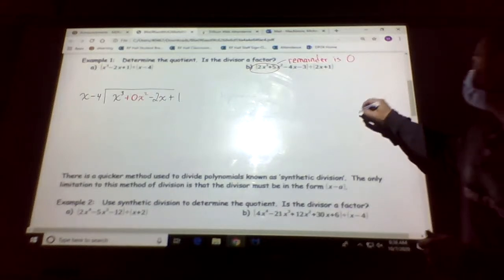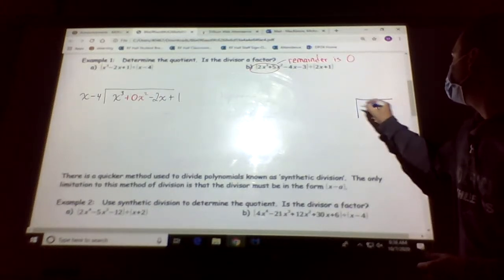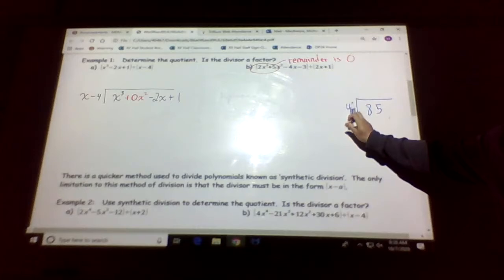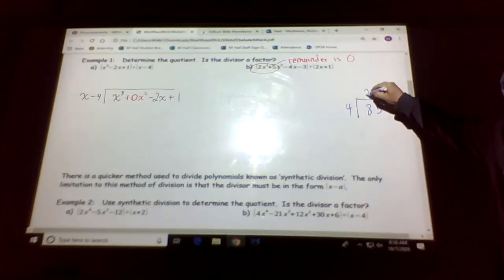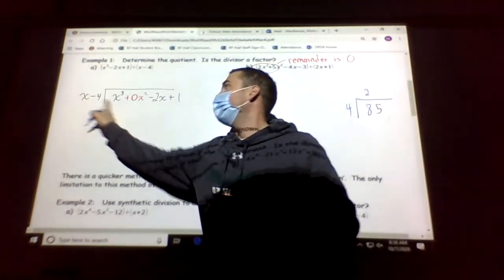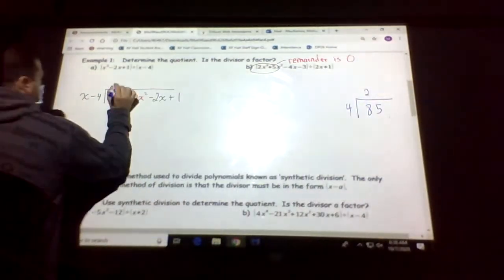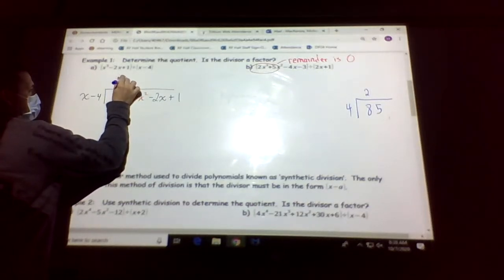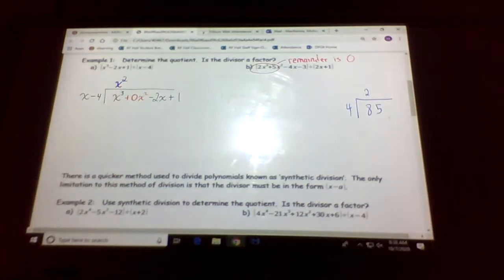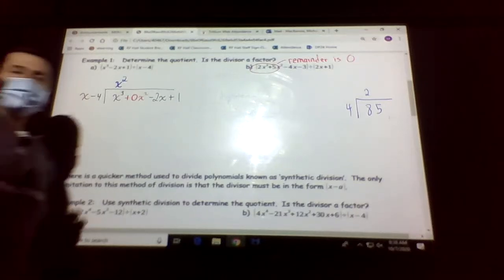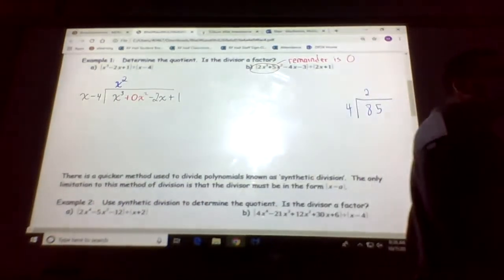Just like here, we have 85 by 4. What do I need to multiply 4 by to get to 8? We said 2. So what do I have to multiply this by to get to x cubed? Amanda? X squared. Good job. So we're going to multiply by x squared, because x squared times x, you add the exponents, you get x to the power of 3.